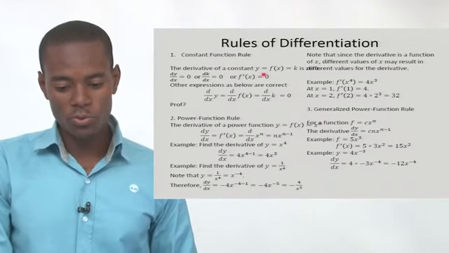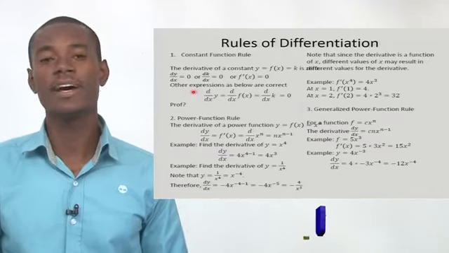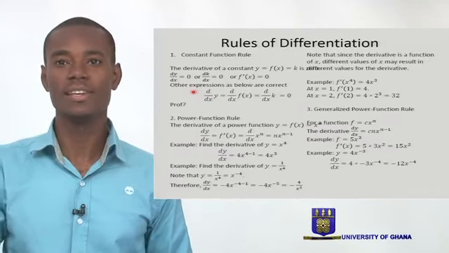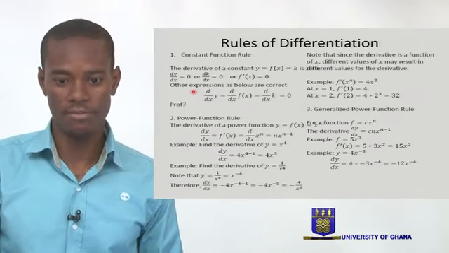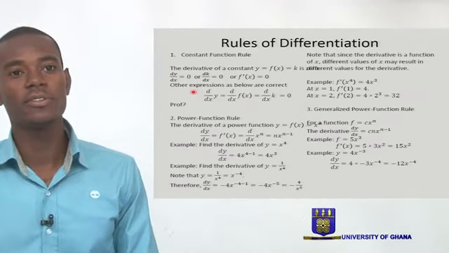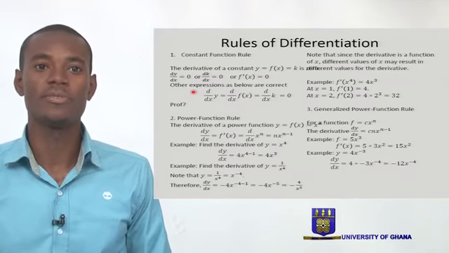So the first rule, which is the simplest or the easiest of all, is what we call the constant function rule, which says that if you have a constant, and a constant is just any absolute number, let's say 4, 5, but any number, even if it's 1 million. It does not carry any variable. We refer to it as a constant. It's not a function. If you want to differentiate a constant, the answer is 0.